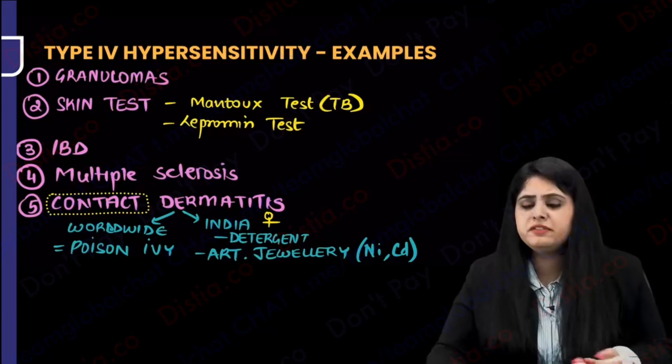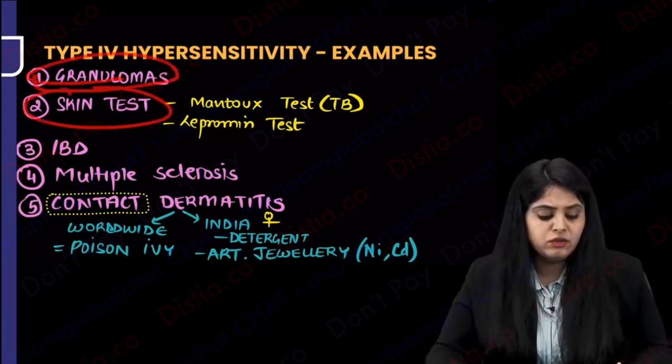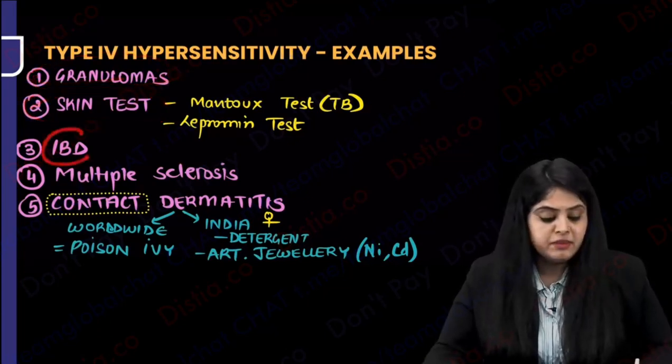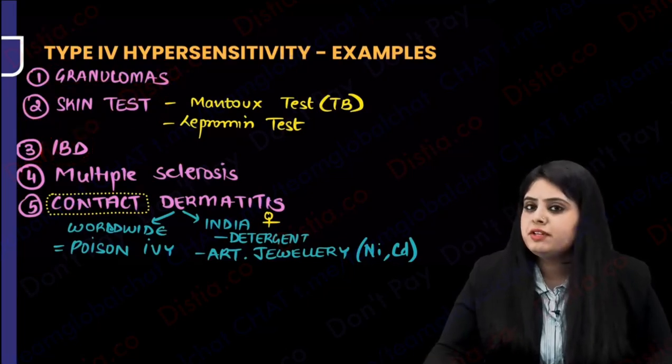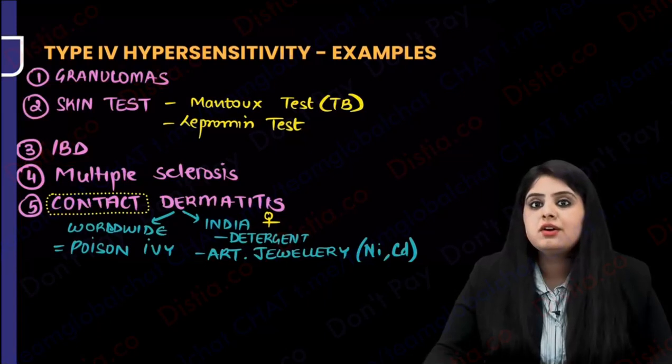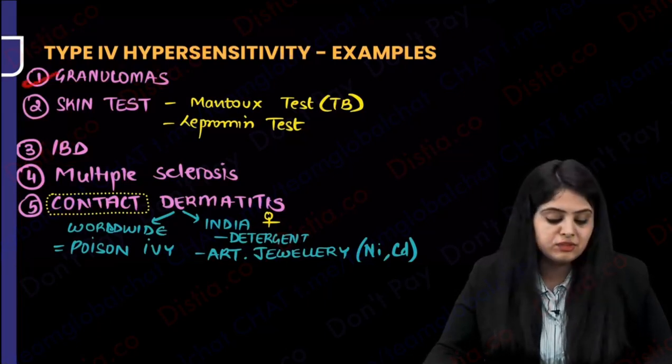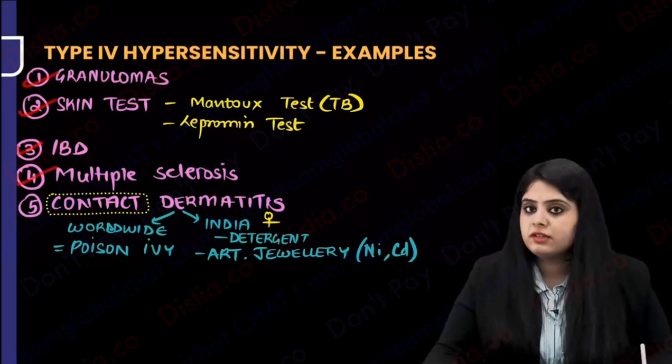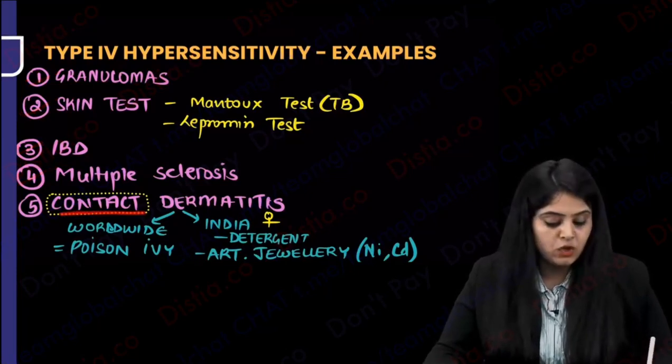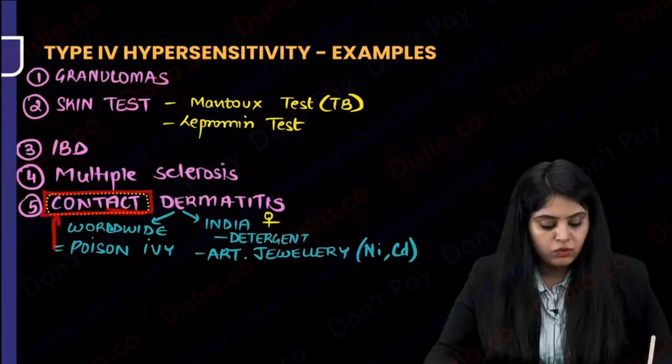So I don't need a mnemonic for it. All granulomas go with all the skin tests. Inflammatory bowel disease: is there any inflammatory bowel disease that has granulomas? Crohn's disease. Crohn's also has granuloma, so it's the same. Then multiple sclerosis can have type 4, and contact dermatitis can also have type 4.